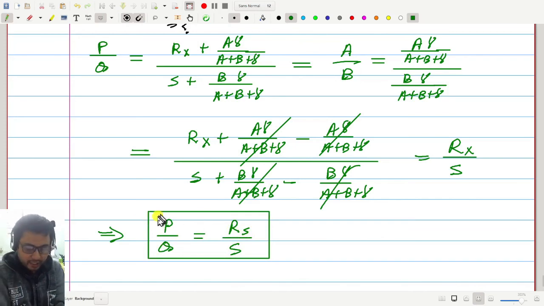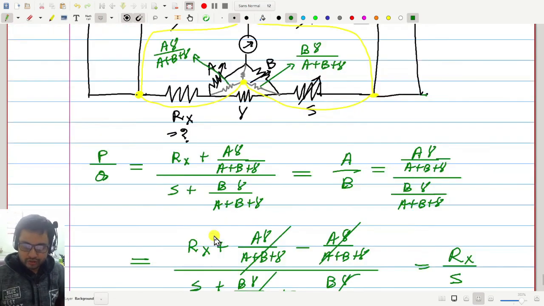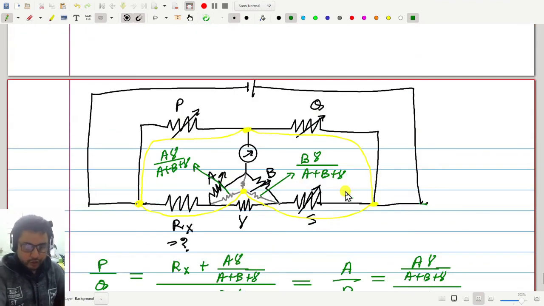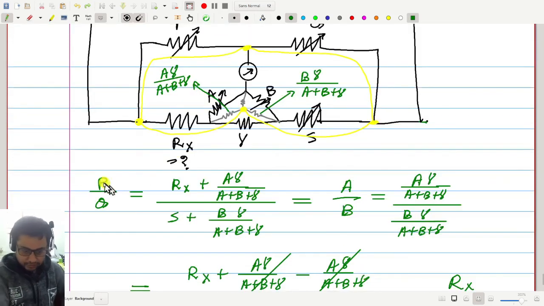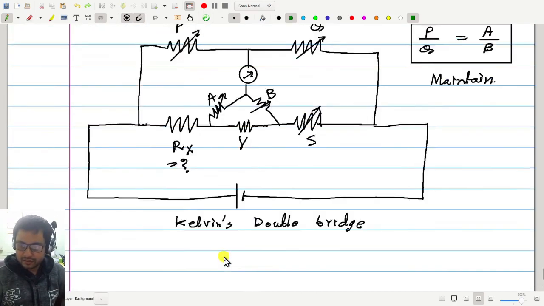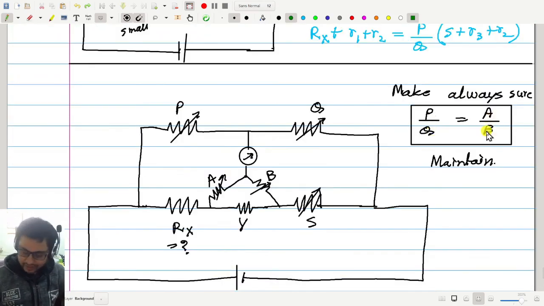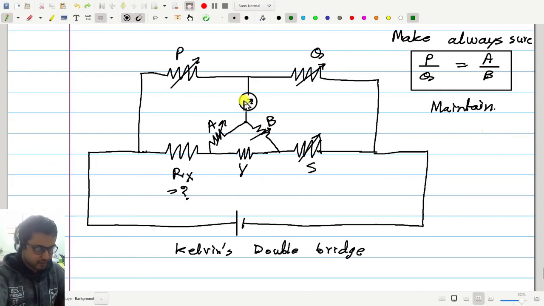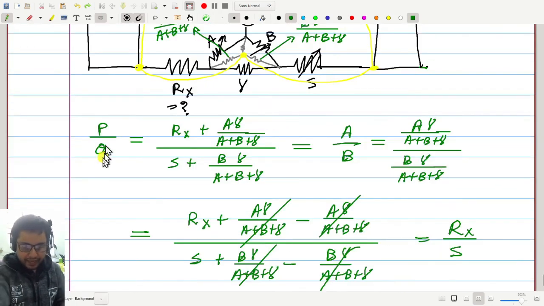Please notice that we have got this by virtue of the fact P by Q equal to A by B, which we have ensured ourselves. During our experiment, we will vary P, Q, A, B together, so that P by Q equal to A by B is maintained, and that's how we get this. If we do not maintain P by Q equal to A by B, then also we can get a balance, but then at that balance condition, P by Q need not equal Rx by S.